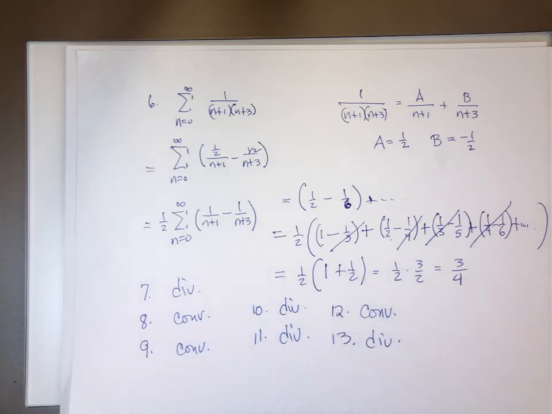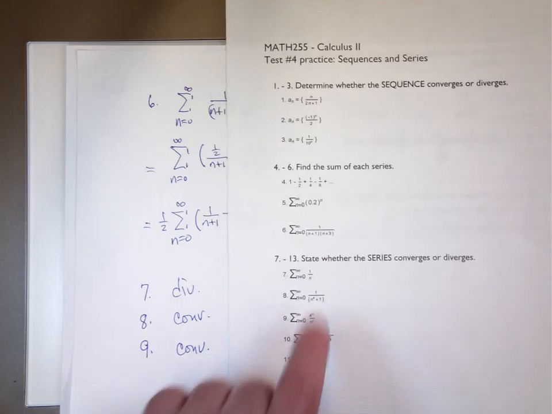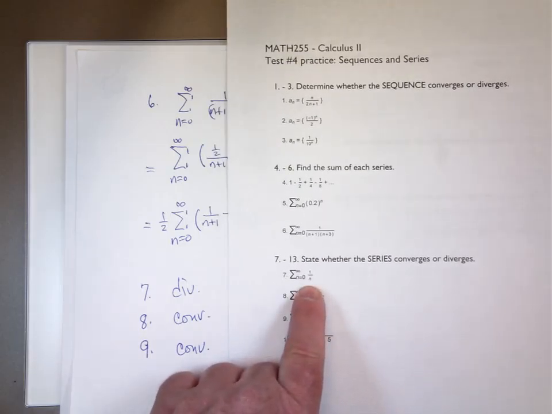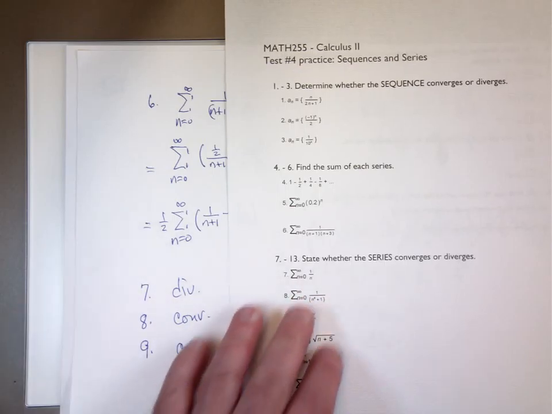Now, on the series number 7 is 1 over n. It's a diverging series. It's a harmonic series. The difference in degrees is 1, not sufficient to cause the series to converge. It's a diverging series. It's a p series where p is equal to 1, which means it diverges. You could prove it with an integral test, any number of ways, actually.